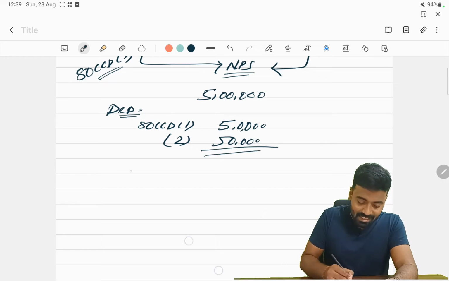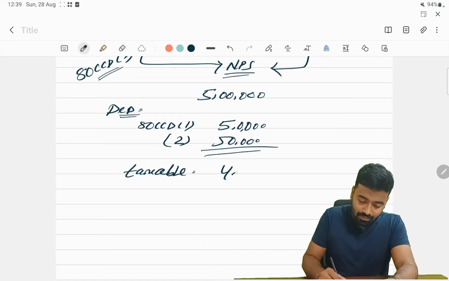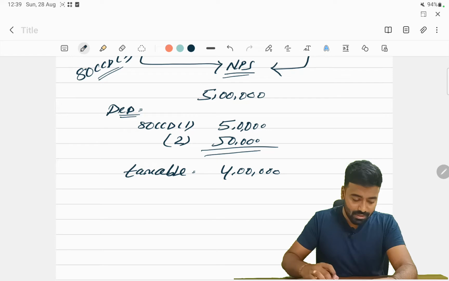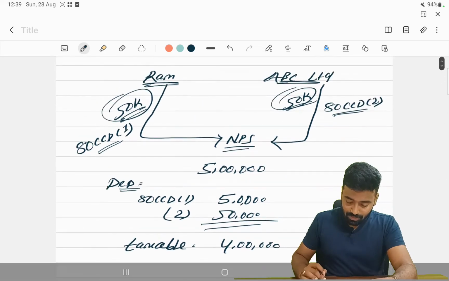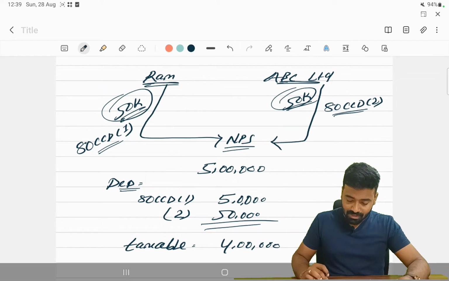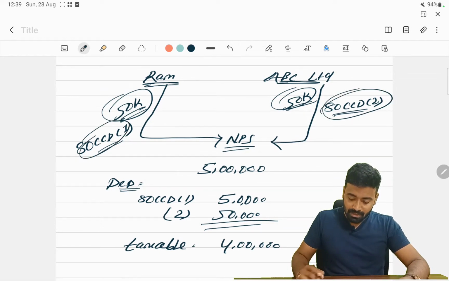It means the taxable income applicable to him will be 4 lakh rupees, because 5 lakh minus that amount is 4 lakh rupees. So you have to understand, whenever we are contributing, there are two sections, 80CCD(1) and 80CCD(2). Under these two sections, you are getting the tax benefit.